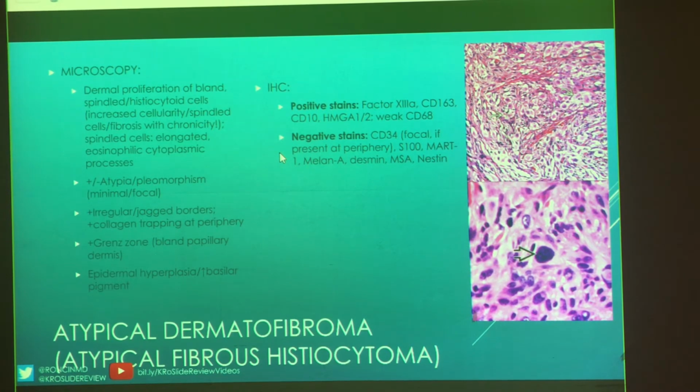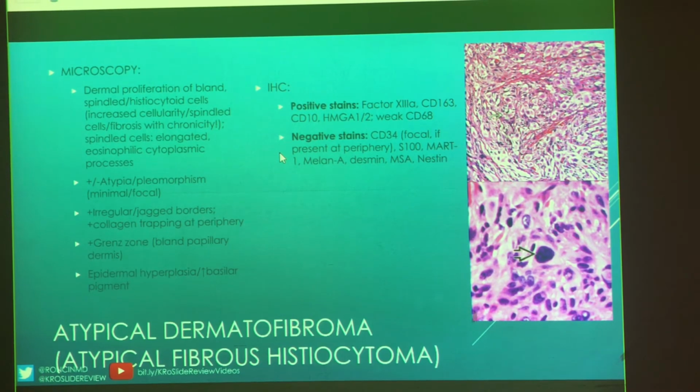underneath your epidermis. Your epidermis itself should have some hyperplasia, at varying amounts, and you should also have increased basilar pigmentation, okay? So you're going to have more melanocytes in the basilar layer.